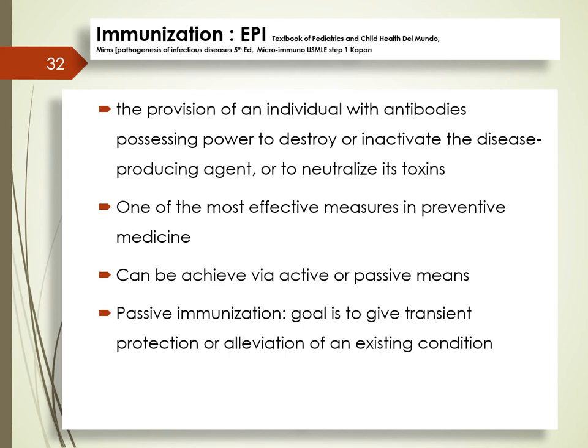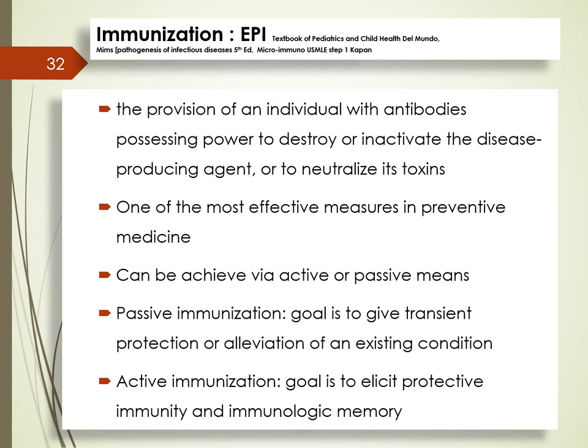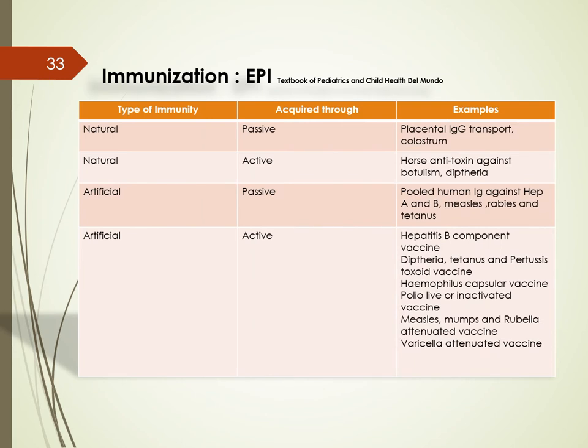With passive immunization, the goal is to give a transient protection or alleviation of an existing condition. And with active immunization, the goal is to elicit a protective immunity and immunologic memory. So we will further discuss this one, and this is a very beautiful table that differentiates your active and passive immunity. You have three columns: type of immunity, source, and the examples.